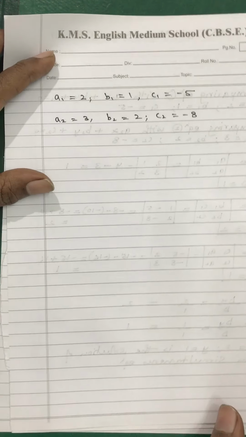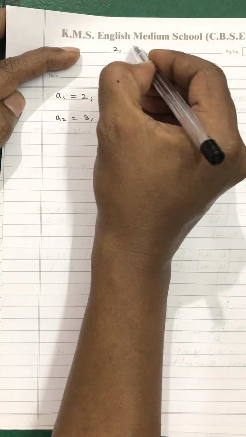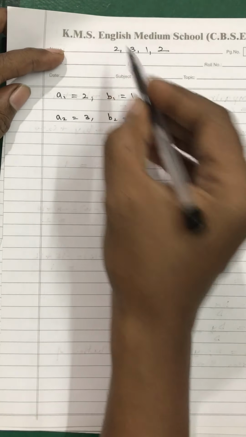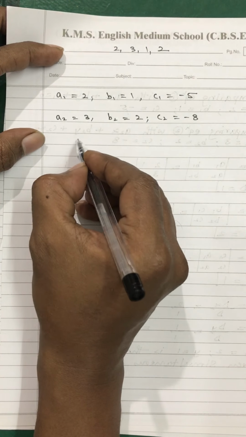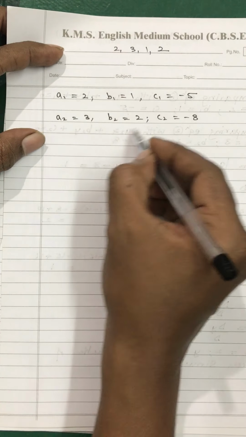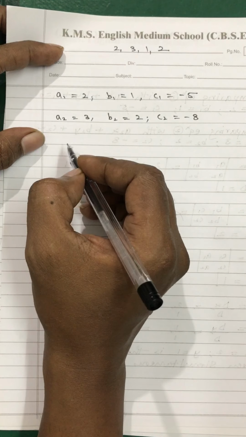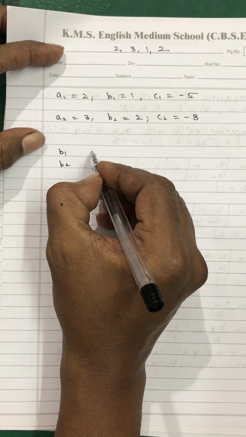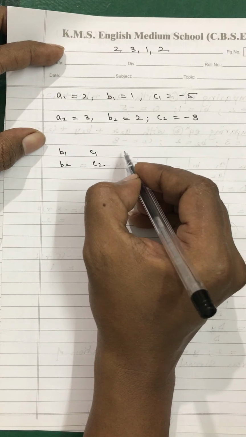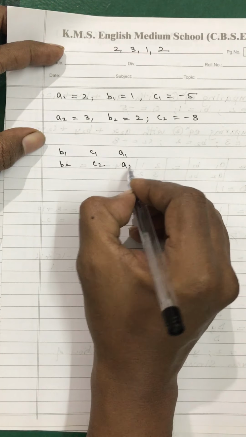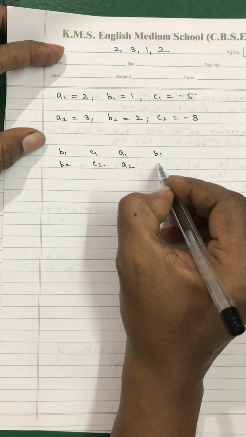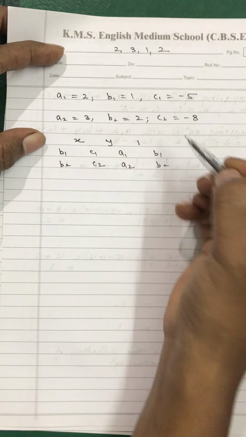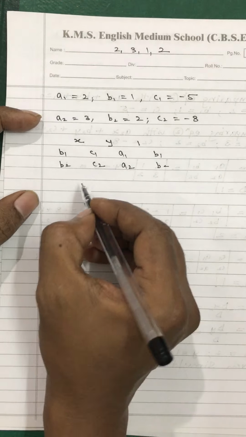This you have got. Now what you have to do is remember this only: 2, 3, 1, 2. This you have to remember. 2 means b1, b2, if you want you can write it, no problem, b1, b2, 3 means c1, c2, 1 means a1, a2, and again 2 means b1, b2. X is going to be forming this, y is going to be forming this, and 1. How is it going to happen?